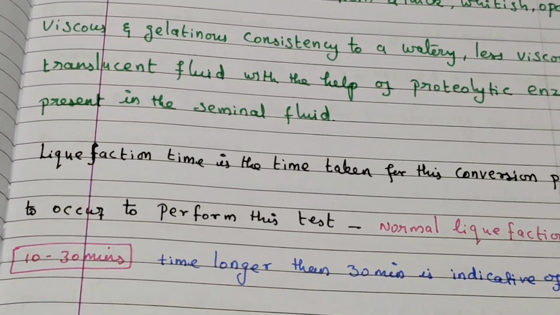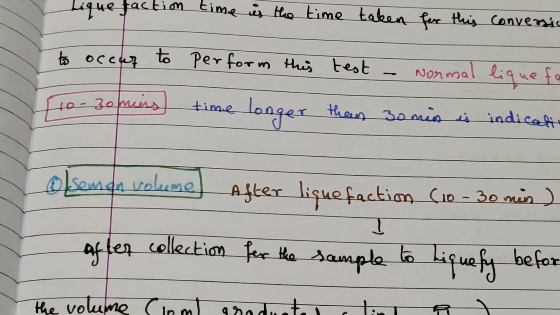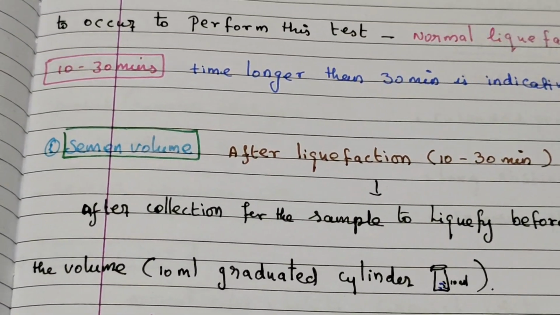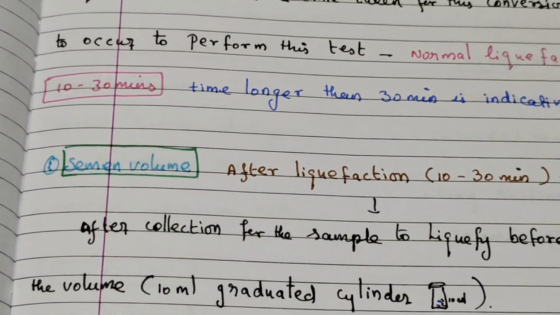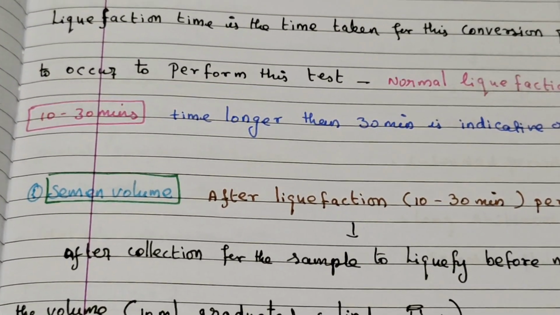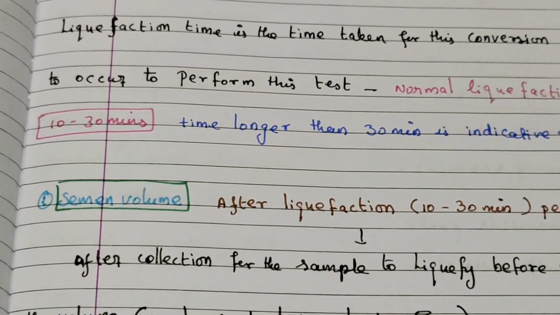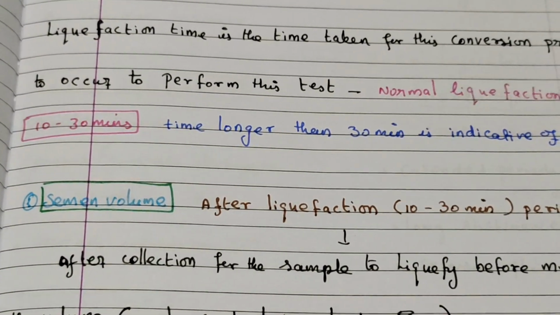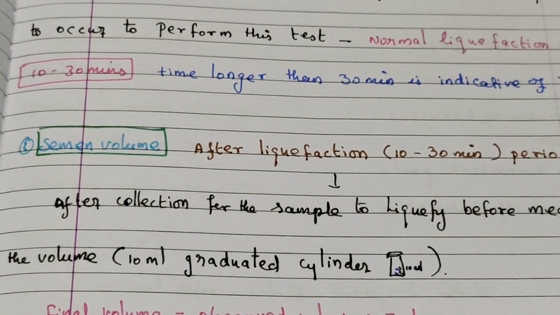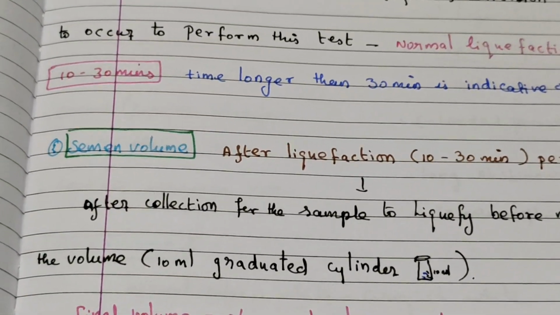The second parameter is semen volume. Before estimating semen volume, the semen sample needs to go through the liquefaction period. Allow 10 to 30 minutes after the collection of the sample to liquefy before measuring the volume. To determine the volume of the semen sample, tilt the sample container for a couple of minutes.